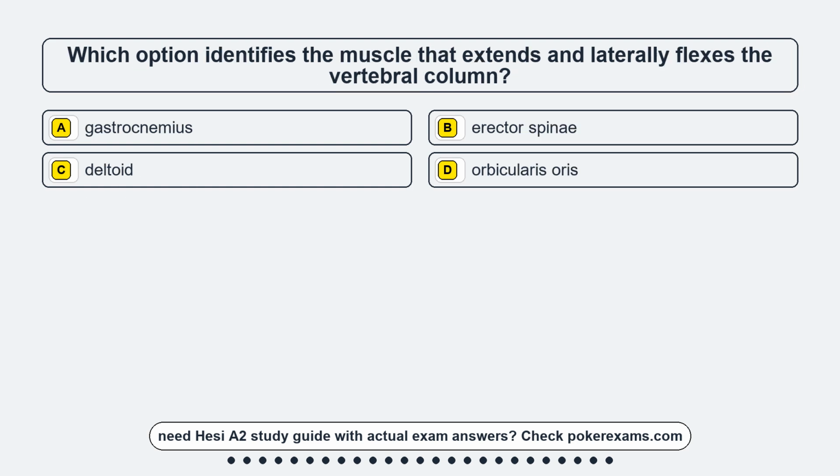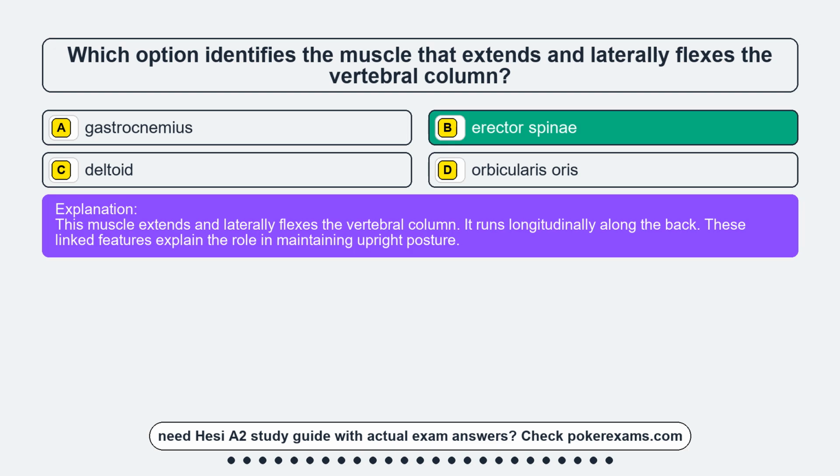Question 11. Which option identifies the muscle that extends and laterally flexes the vertebral column? Option A, gastrocnemius. Option B, erector spinae. Option C, deltoid. Option D, orbicularis oris. The correct answer is option B, erector spinae.